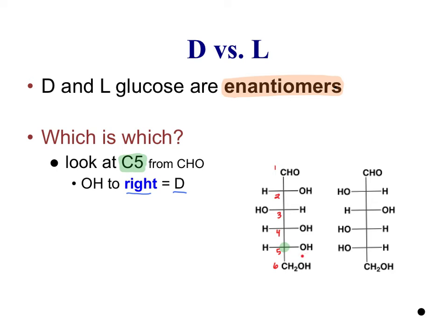Then the L form, it's not just switching the C5. Like if you look at the C5, clearly that OH is on the left. But if you look, the whole thing is reversed. So it's an enantiomer, meaning the mirror image. So when you're trying to convert something from D to L, you can't just change C5. You have to change the whole molecule so that it makes a mirror image.